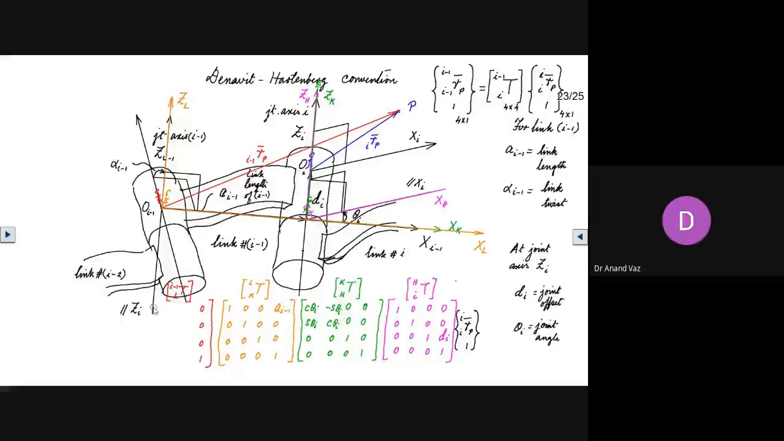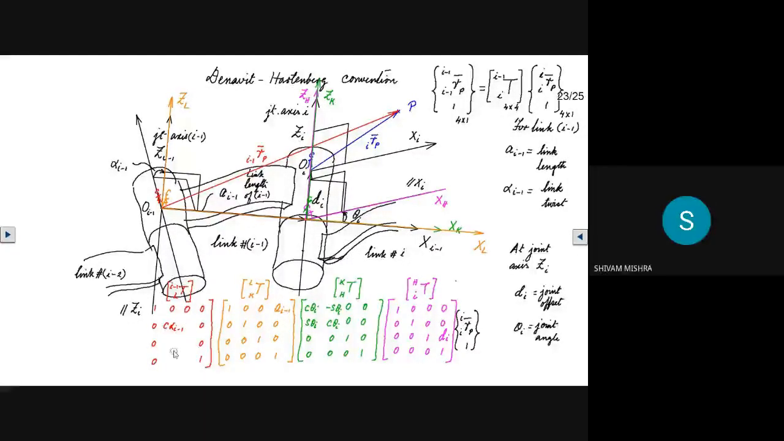What about this here? It is rotation about the x-axis. So what will change? The x-axis will remain unchanged: 1, 0, 0, and 0. What will happen here? 0. Here also it will be 0, and here also you will have 0. Here you will have cos alpha I minus 1. I'm writing it as cos alpha I minus 1.